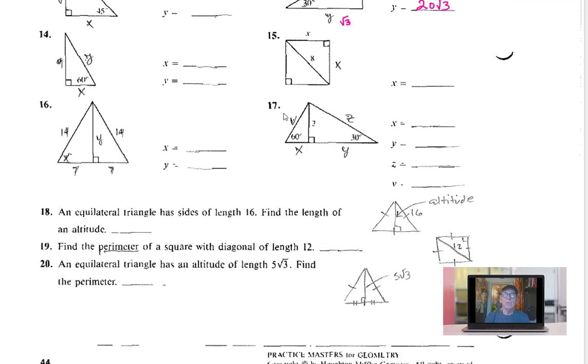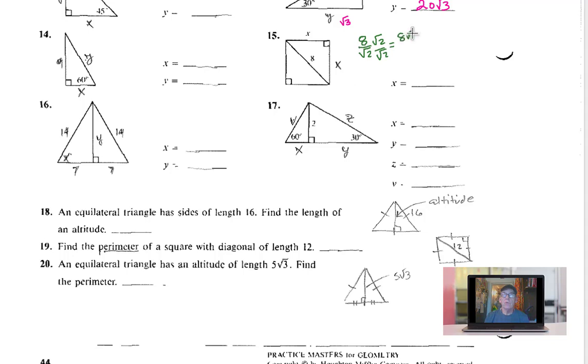So, number 15. We have a square with a diagonal here. This is x, this is x, this is 8. So this is basically a 45, 45, 90 triangle. Let me switch colors. And x times the square root of 2 came out to be 8, so we need to divide the square root of 2 out of 8 and get simplest radical form by rationalizing the denominator.